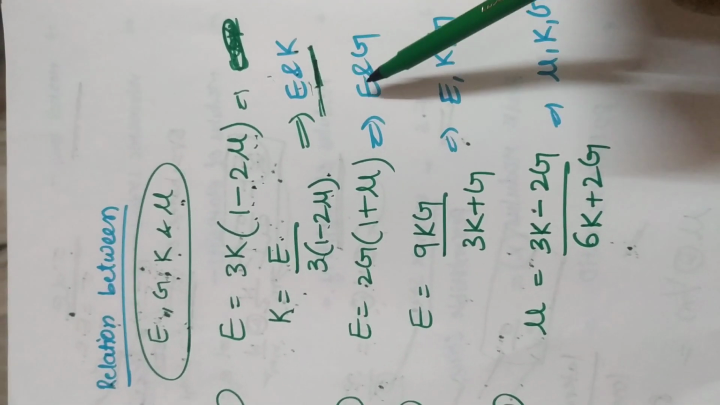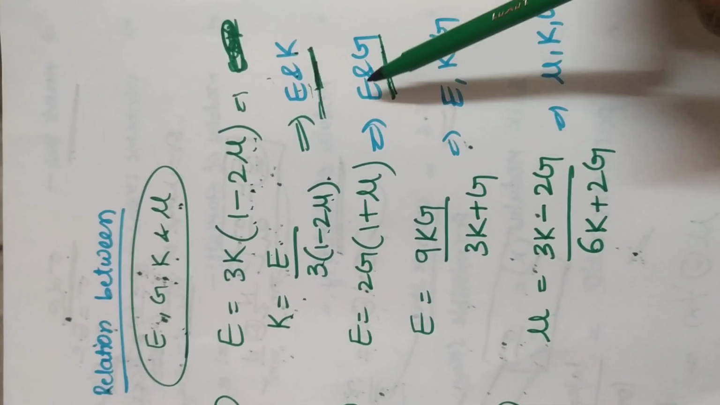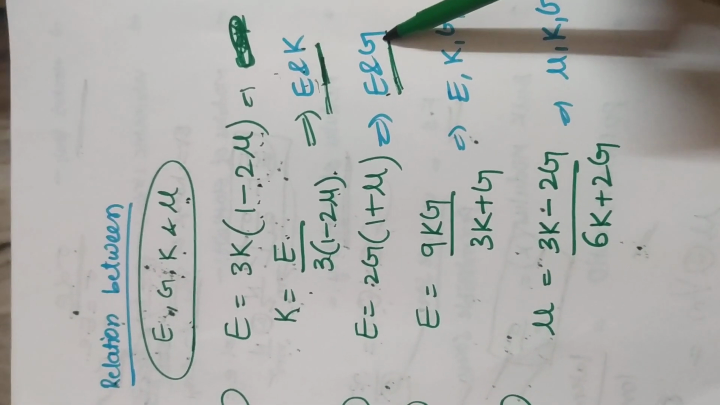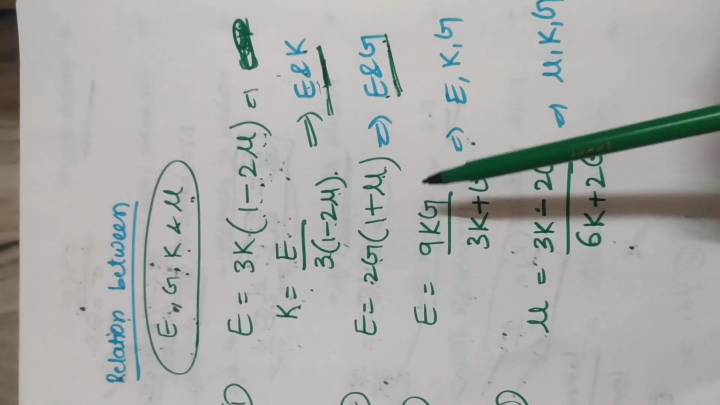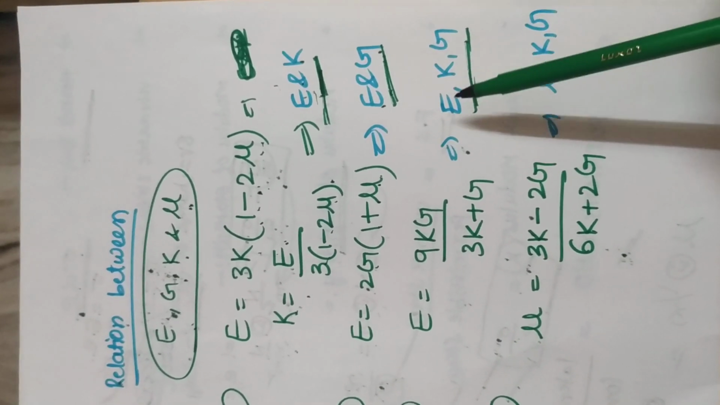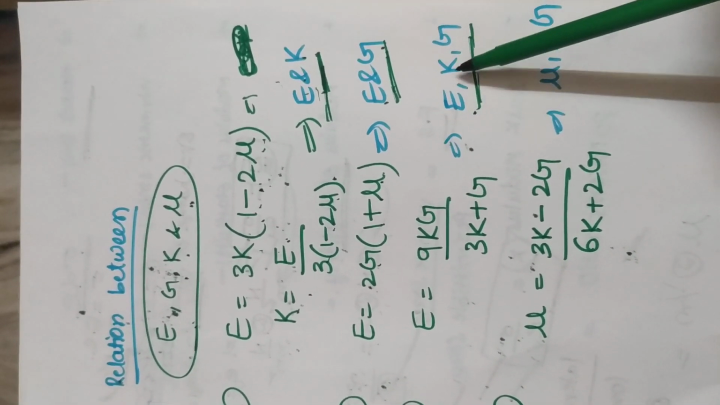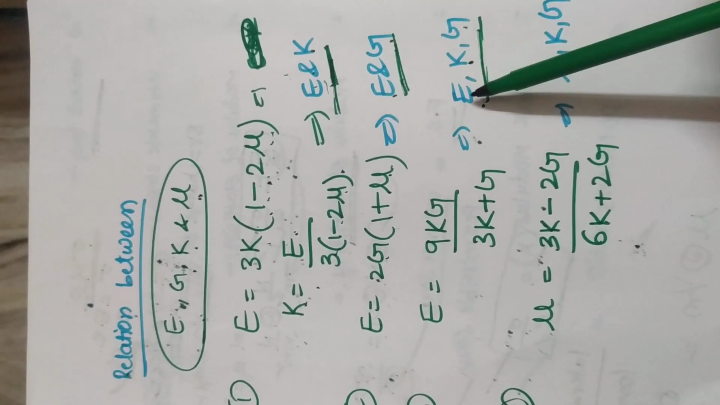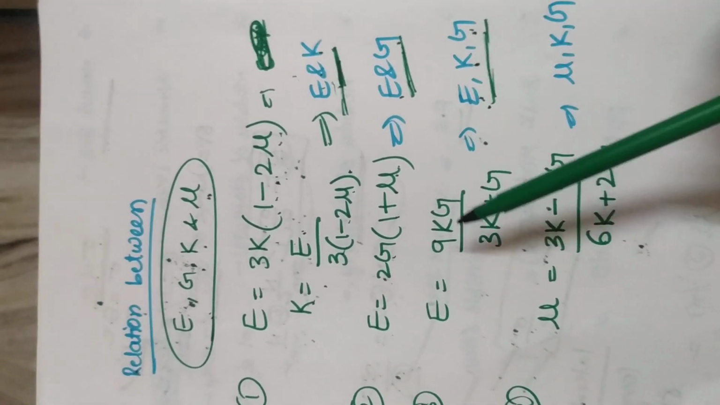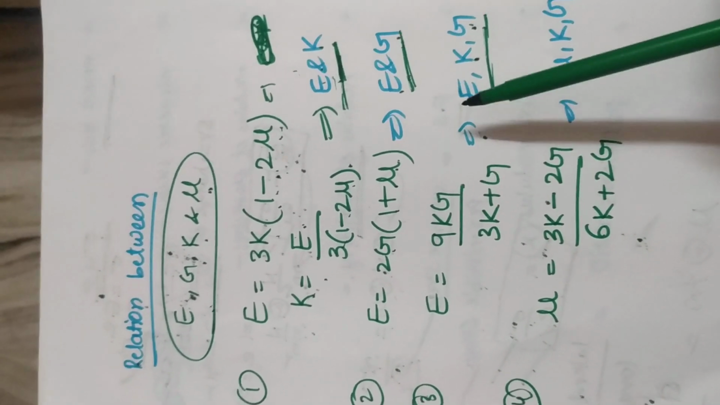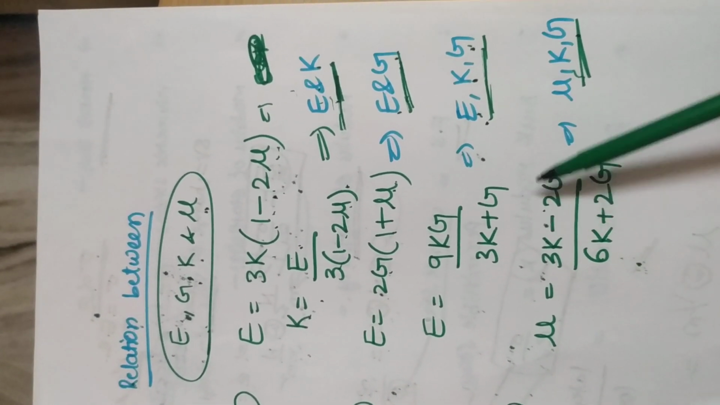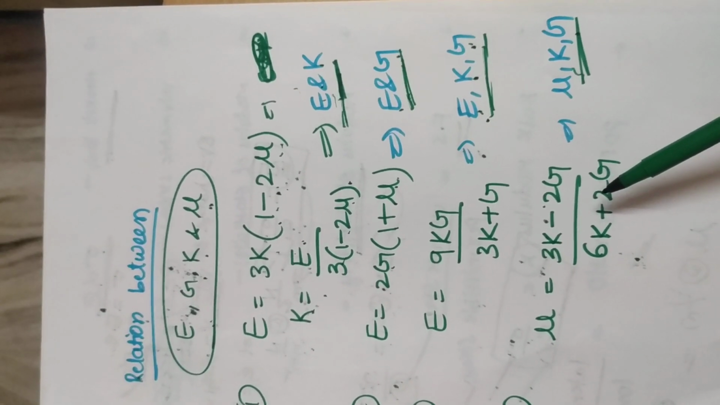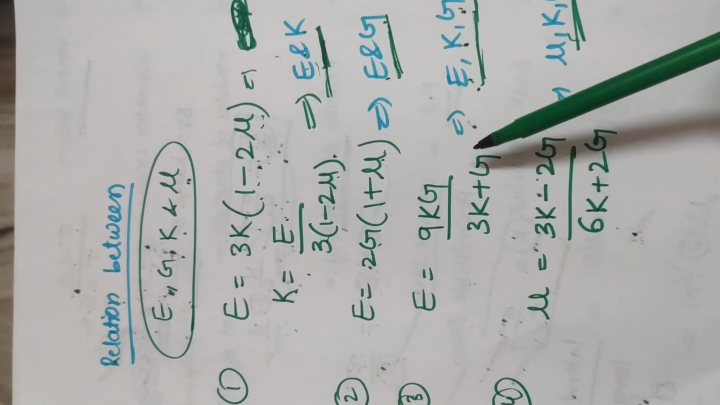Then next formula is the relation between E and G. E means Young's modulus, G means modulus of rigidity, then E equal to 2G into (1 plus mu), where mu means Poisson's ratio. Then third formula is the relation between E, K and G: E equal to 9KG by (3K plus G). Fourth formula is the relation between mu, K, G: mu equal to (3K minus 2G) by (6K plus 2G). So these are very important for solving problems and for competitive exams.